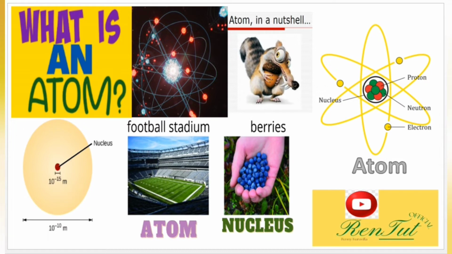Now if you think about an atom, if you visualize an atom the size of a football ground or a stadium, then the nucleus will be as small as a berry. So it is a pin or point. And for the atom, you can see the radius in the diagram, it is 10 raised to minus 10 meters, and the nucleus is much smaller, it is 10 raised to minus 15 meters, so it comes in femtometers.